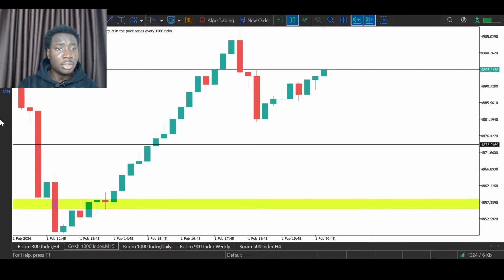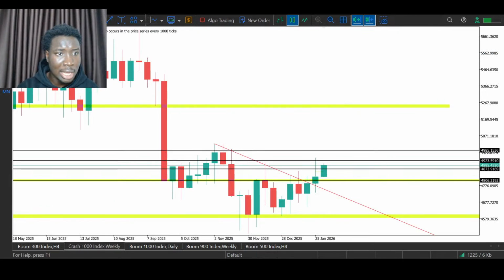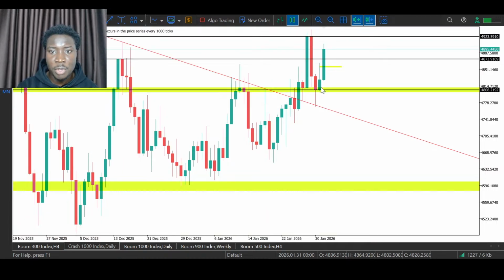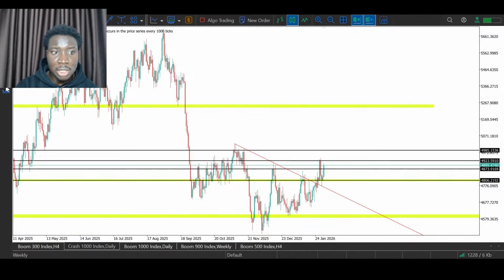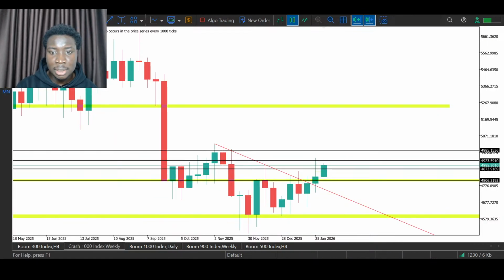So looking at crash 1000, remember what I said last week on the live session. I said this market, if it closes above here, I'll be interested in buying. So currently the monthly closed with bullish engulfing. I wanted this month to close so badly. The weekly is also showing bullish momentum.